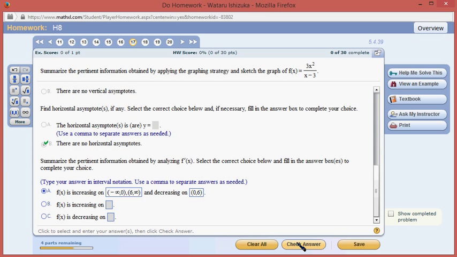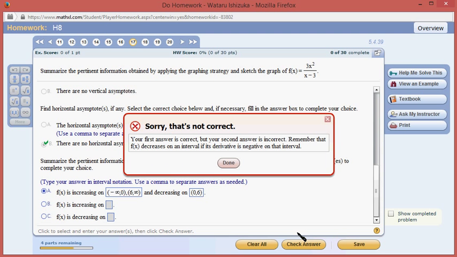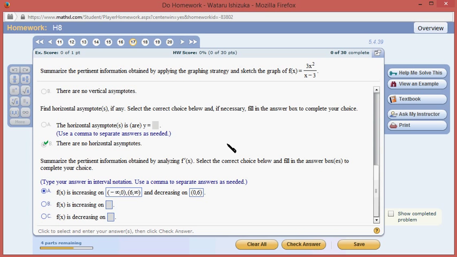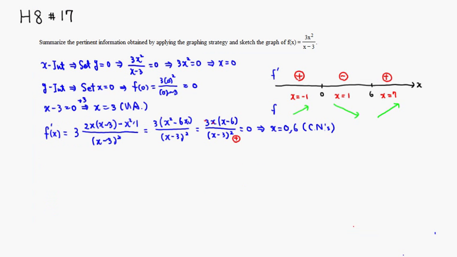Right, so let's check the answer. Right, second answer is not correct. Let's double check. Let's see what's wrong here. Decreasing, or maybe I'll put a square bracket, see if this is going to be correct. Oh, okay. You know what I did? Sorry, I made a mistake here.